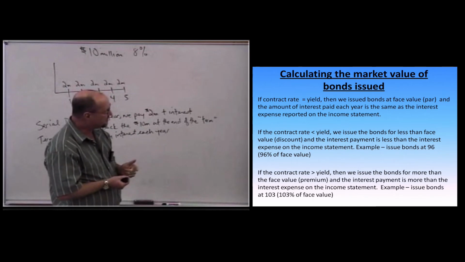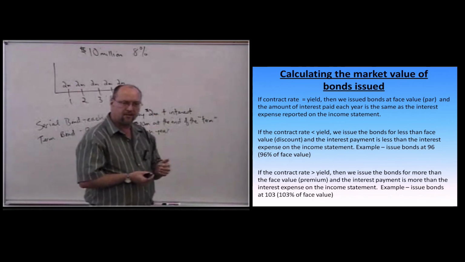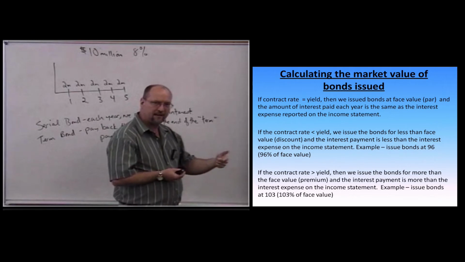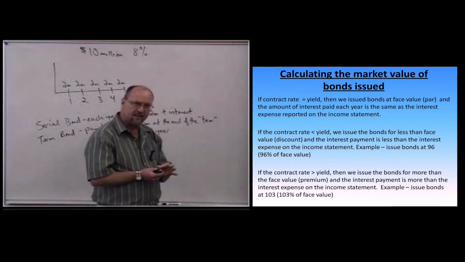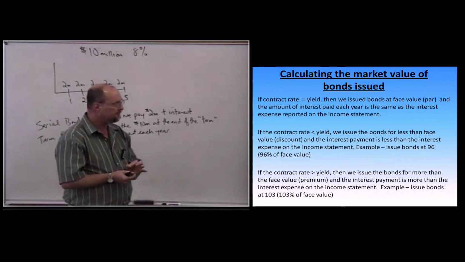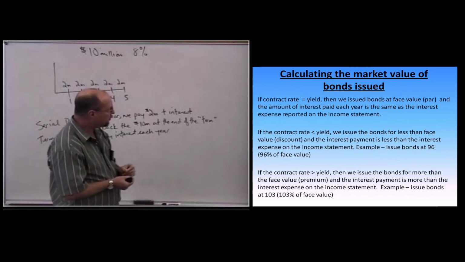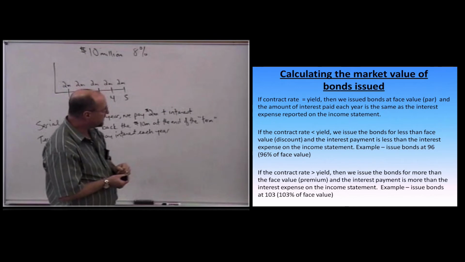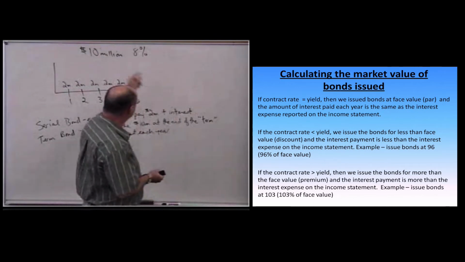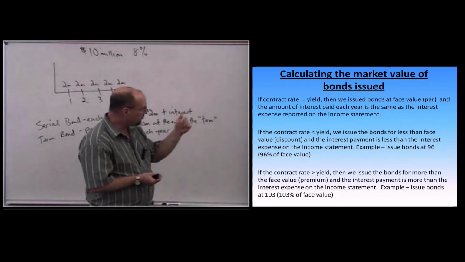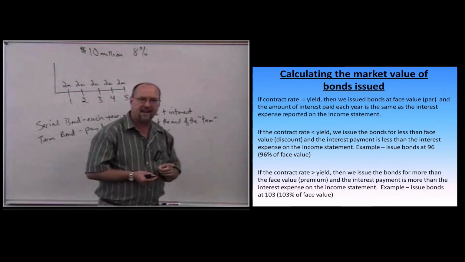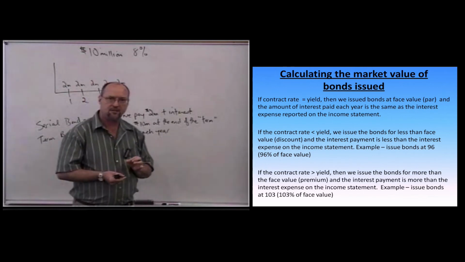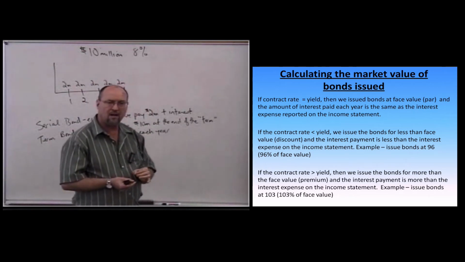If that's the case, then since the market requires a higher return than our contract rate, we're going to have to reduce the price of the bonds just a little bit, and we call that a discount. Okay? So the bonds we'll issue will be less than the face value. We're going to receive a little bit less than the 10 million, and we're going to issue the bonds at a discount, and as a result, this is going to have an effect on the amount of interest expense that we report on the income statement.